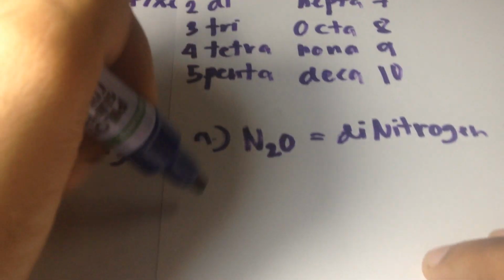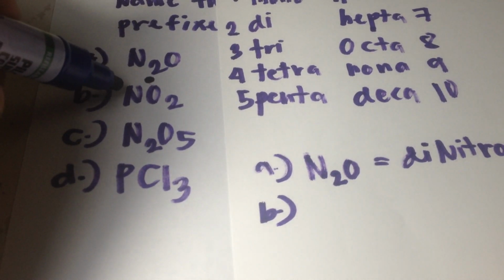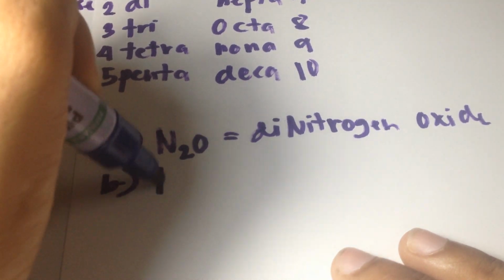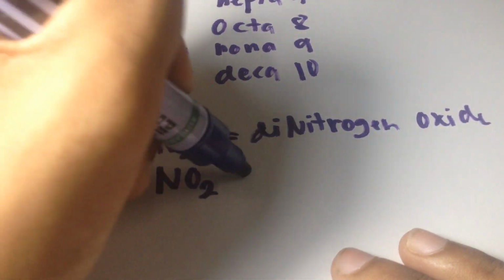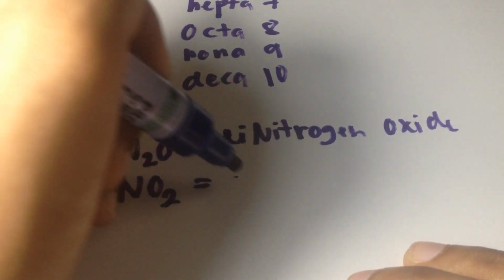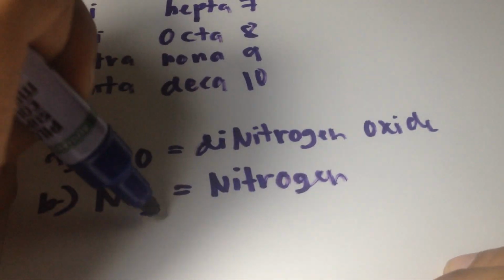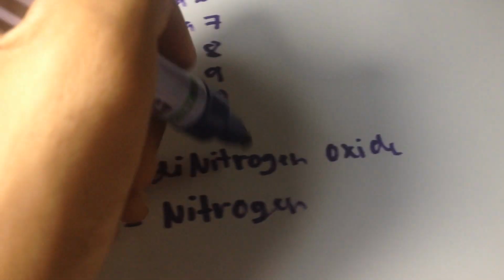Okay, how about in letter B? In letter B, they have an NO2. So NO2 is equals the nitrogen, 2 means di. So dioxide.